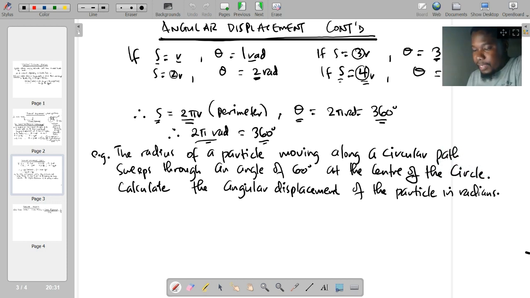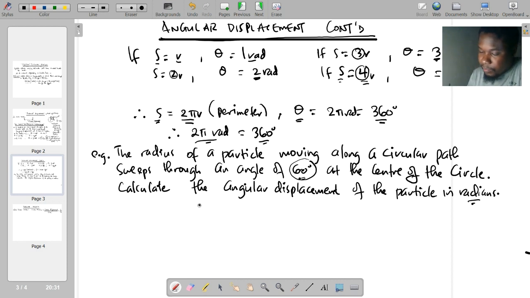Now he is saying that the radius of a particle moving along a circular path sweeps through an angle of 60 degrees at the center of the circle. So this particle has swept through an angle of 60 degrees at the center of the circle. Calculate the angular displacement of the particle in radians. So we know the angle in degrees, but remember the unit for angular displacement is radians. So we need to find that.